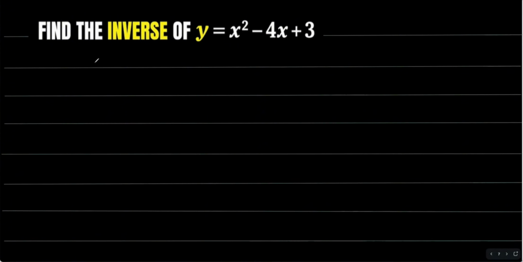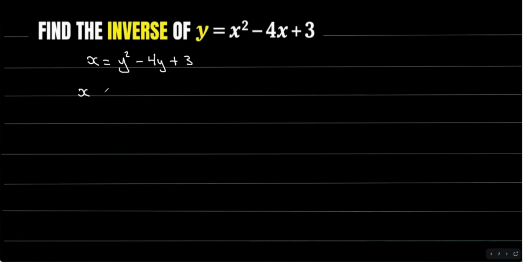And so to find the inverse, we have to switch the y to x and the x's to y. So we'll have x equals y squared minus 4y plus 3. And this is when the dilemma starts. Now, we're trying to solve again for y, but we have more than one y here. We have y squared and minus 4y. And the only way you'll be able to solve this is to think of completing the square.